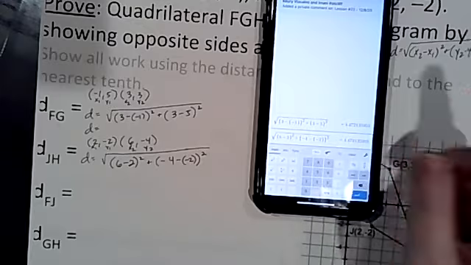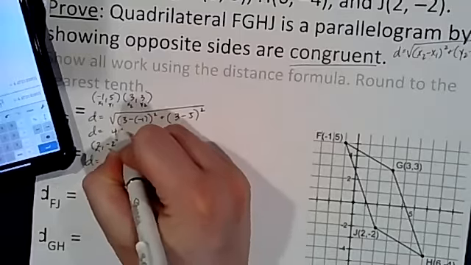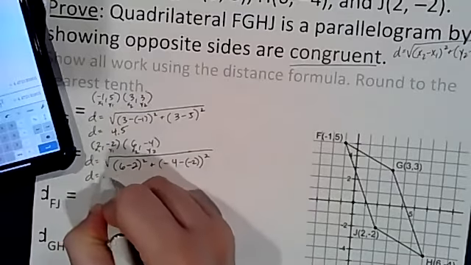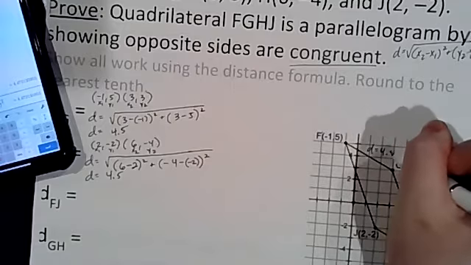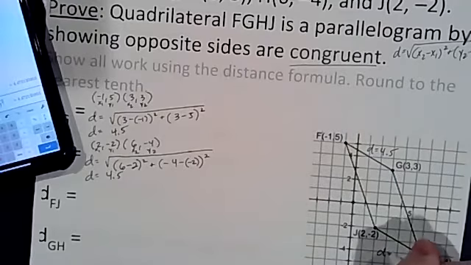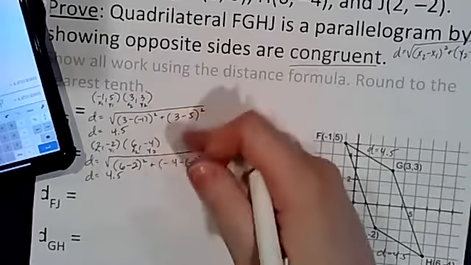So that 7 turns that 4 into a 5. So here my distance would be equal to 4.5. And my distance here would be equal to 4.5. So my distance equals 4.5. And my distance equals 4.5. Now you guys don't have this in your notebooks per se. I'm just trying to model for you guys how I would do it on the diagram.